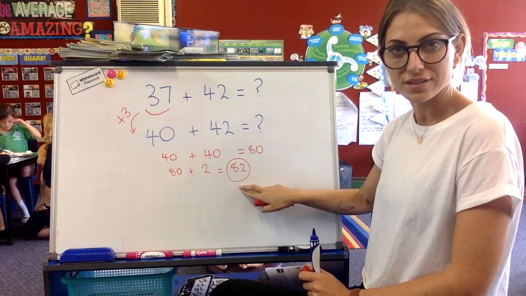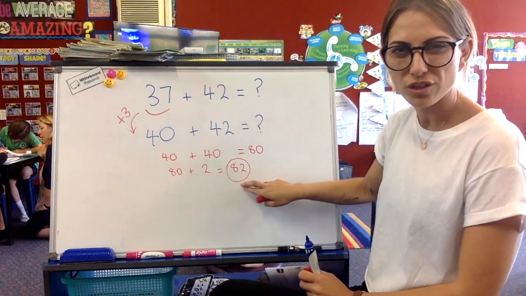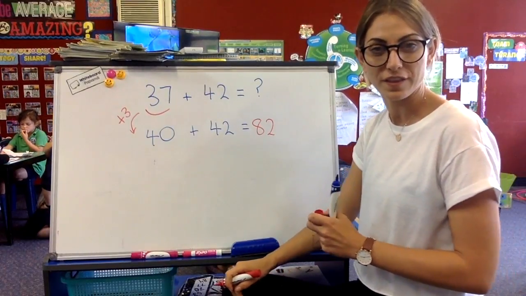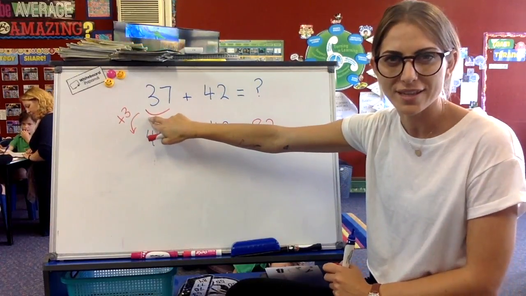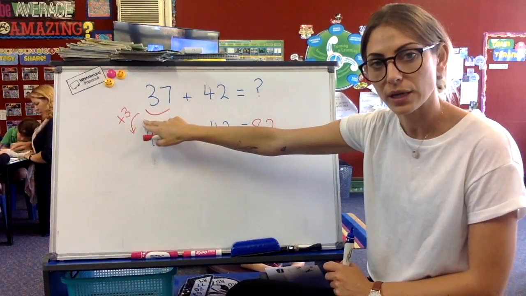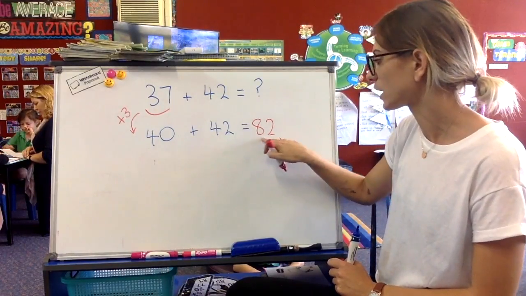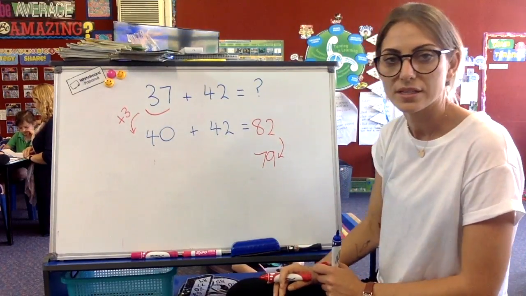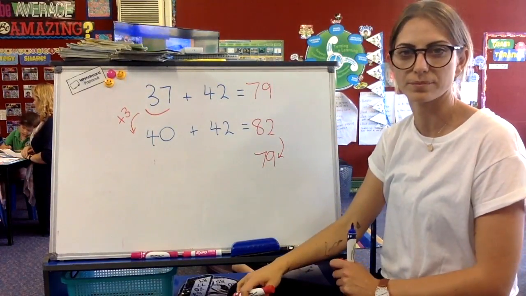What do you think I should do next? I'm going to pause the video here so you can have a little bit of a think. If I added on 3 at the start, what do you think I need to do to my answer to make it the correct one? Okay, I hope you've had a little bit of a think about that. So if I have 82 here, but I added on 3 at the start, then I need to take 3 away here because I've got 3 too many. So 82 minus 3 is 79. So 37 plus 42 is 79.